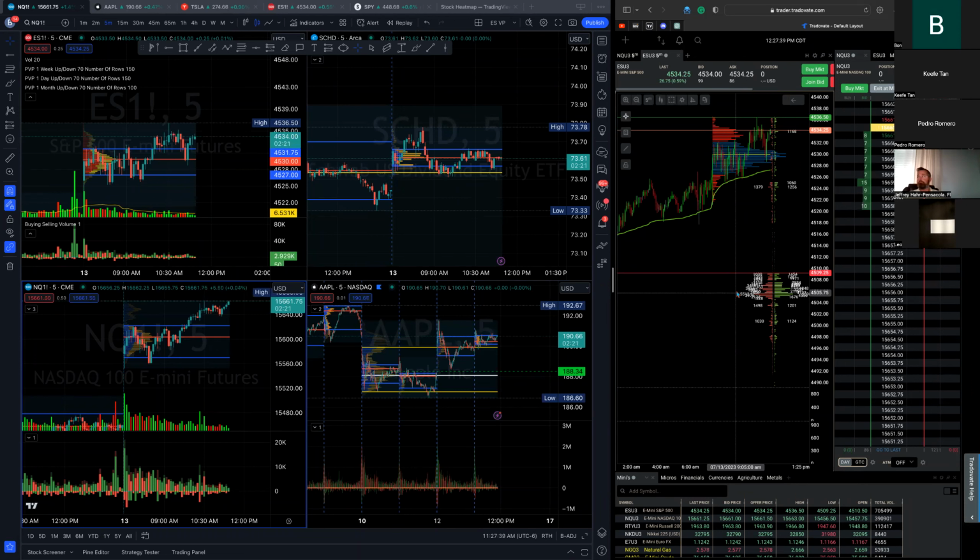But does this make sense, guys? When you see liquidity down here, then you see this over here, what is that telling you? So for example, what is that telling me? Okay, so first of all, we had a gap up. That to me is telling me there's bullish momentum.